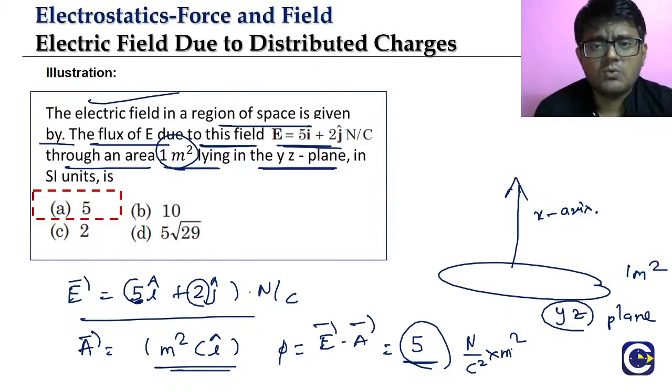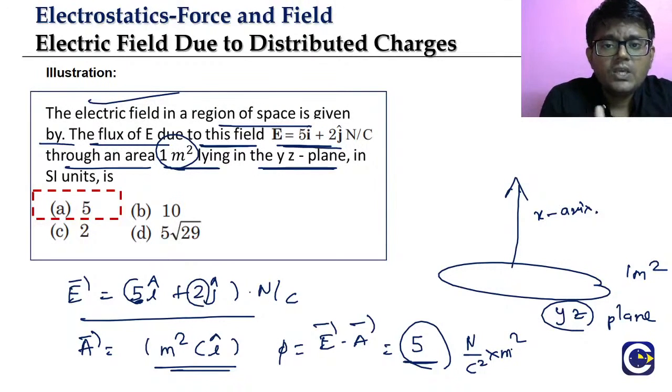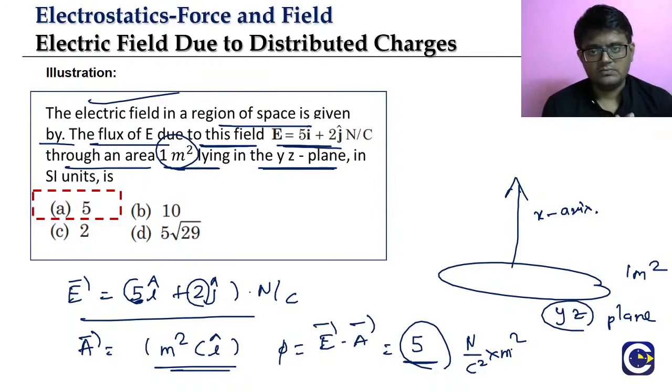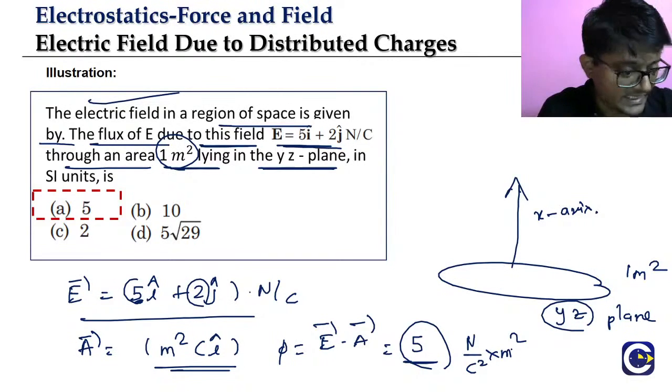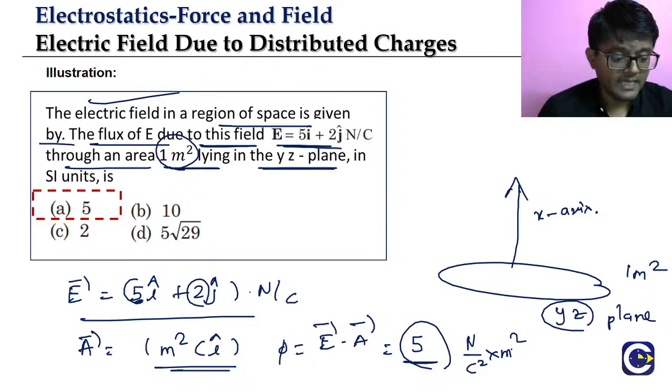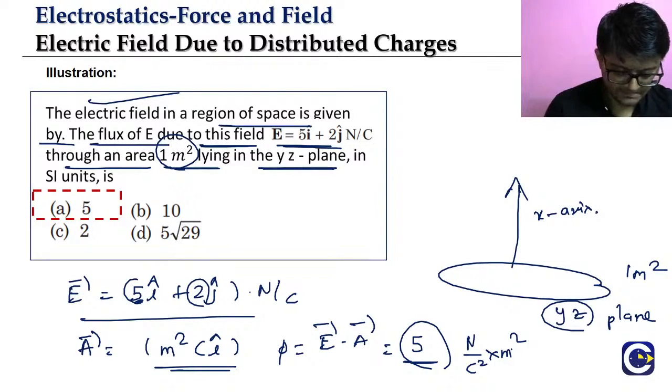Any vector is equal to the magnitude of that vector multiplied by the unit vector along the direction. For the area vector, the magnitude is the area value. So the area value multiplied by the unit vector along the X axis, which is I cap. So it comes like that. The correct answer is option A.